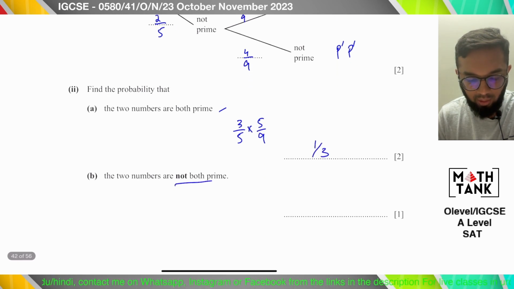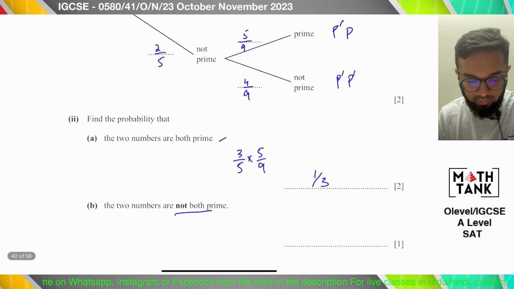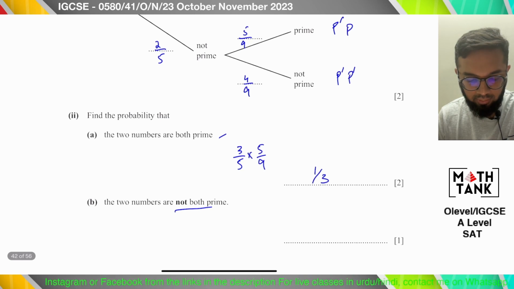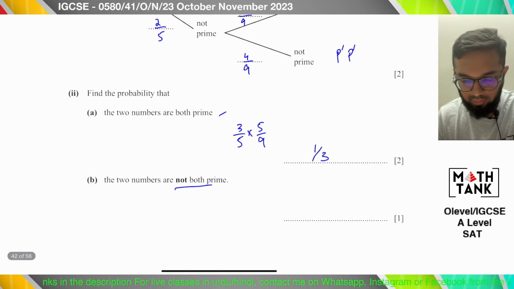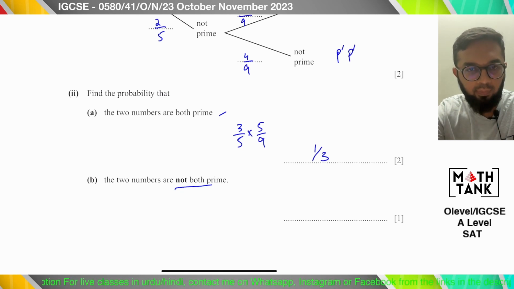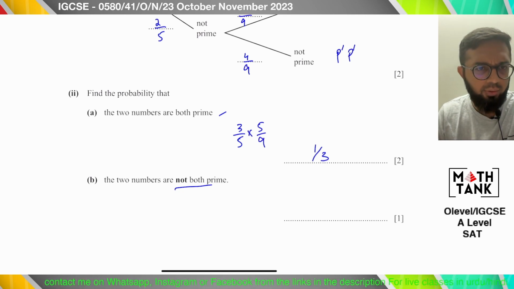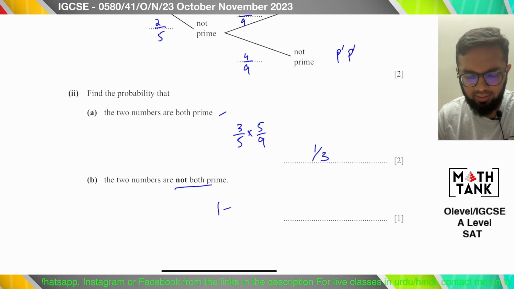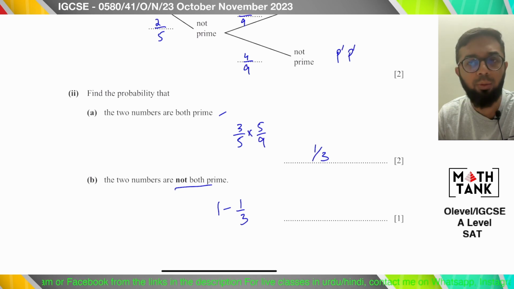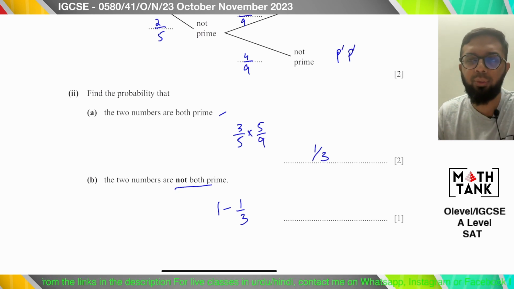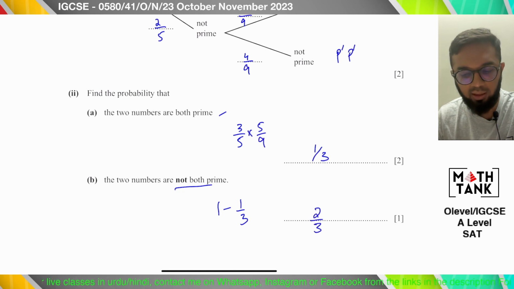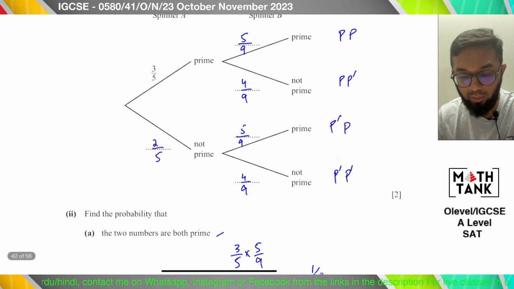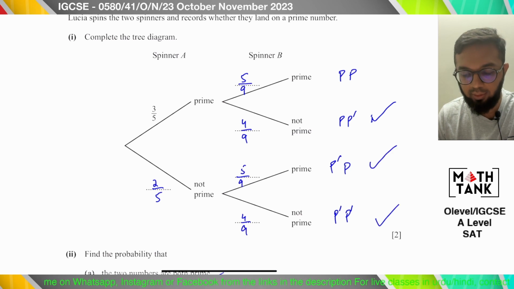The two numbers are not both prime. Or not both prime is simple. It's just 1 minus one third. Not both prime simply means that both don't have to be prime. So they could be anything else. So that means it's just 1 minus one third. That's 2/3. Or you could add up all of these branches, 1, 2, and 3.